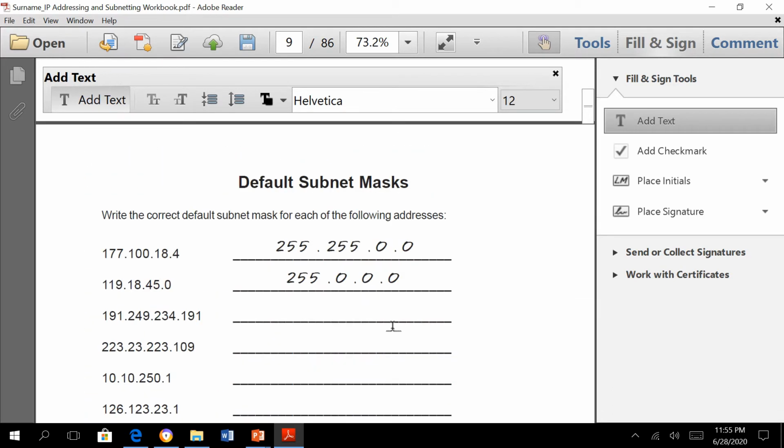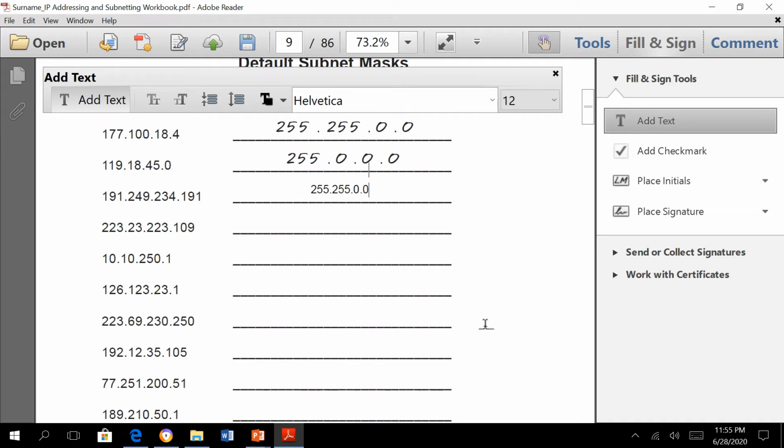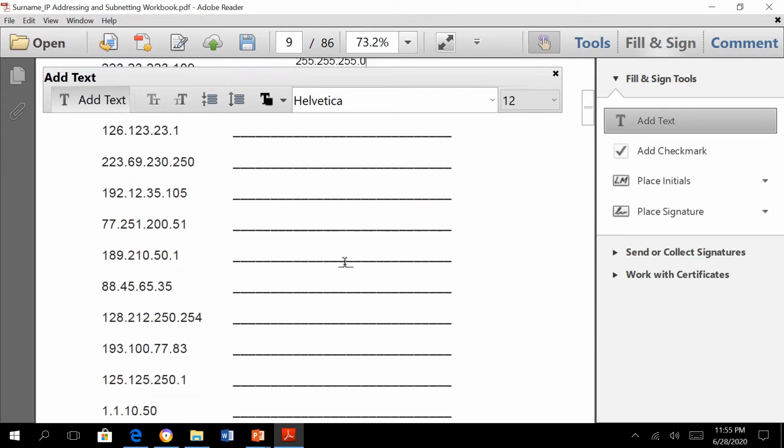Then, subnet mask. For you to know the subnet mask, you look at the class, like this 191. This is class B, right? So what's the default subnet mask of class B? 255.255.0.0. Again, you refer to the IPv4 address video discussion. This one is 119. That is class A. 0 to 127 is A. So the default subnet mask is 255.0.0.0. This is class C, 192 to 223. The default subnet mask is 255.255.255.0, for class C.